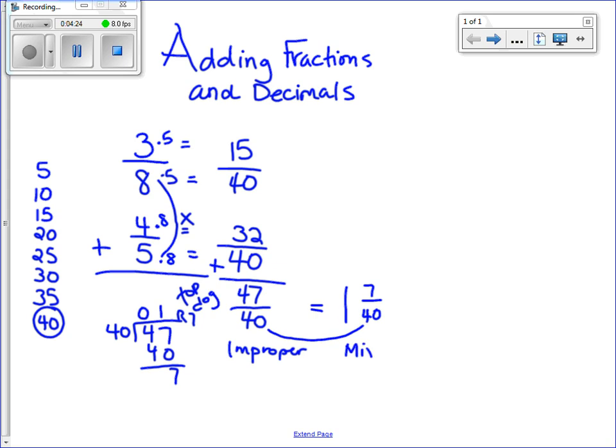Now I was able to get a mixed fraction, which is what happened: 3/8 is part of a whole, 4/5 is part of a whole, but when we combine them, the two went over one whole, so we have a whole and a little bit more.